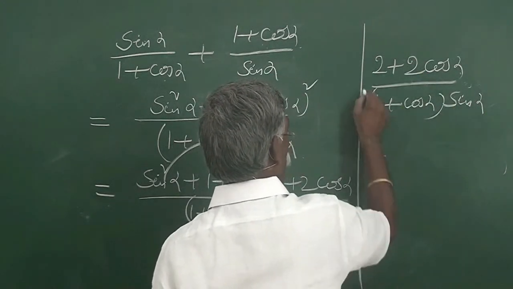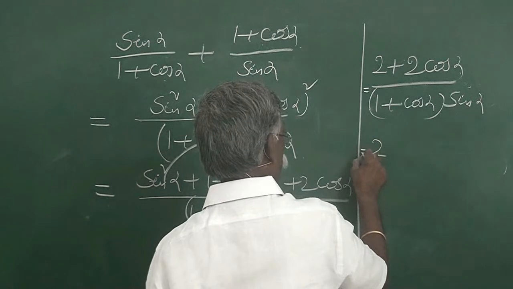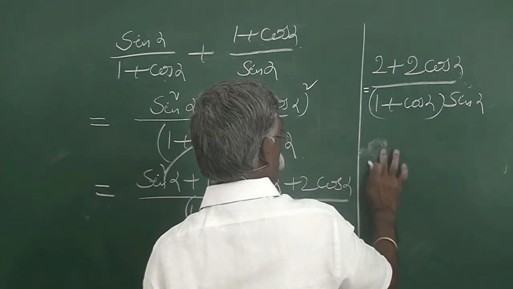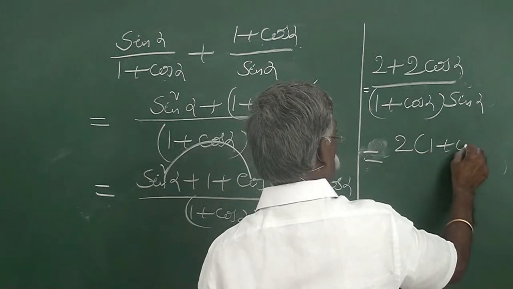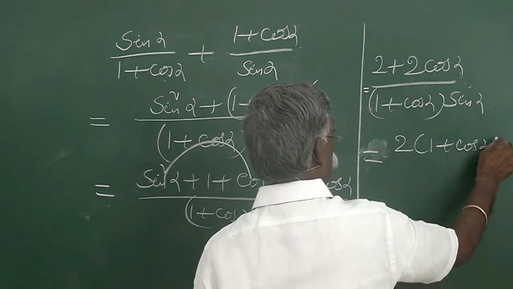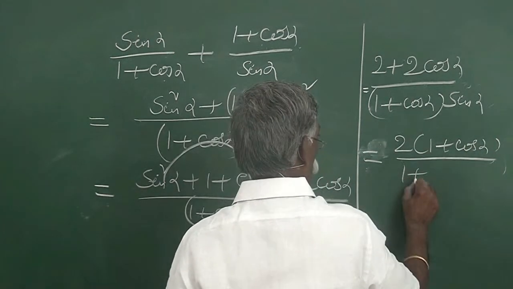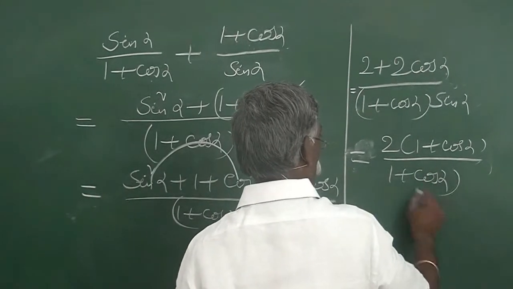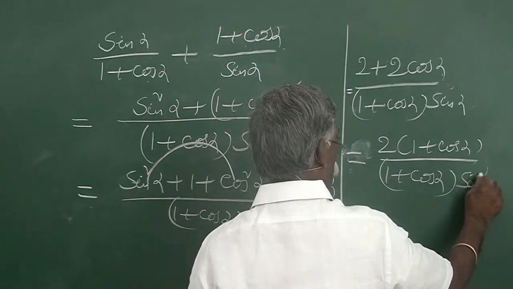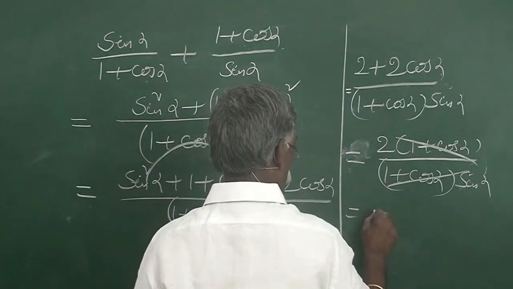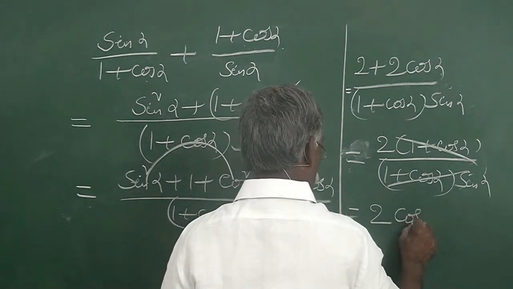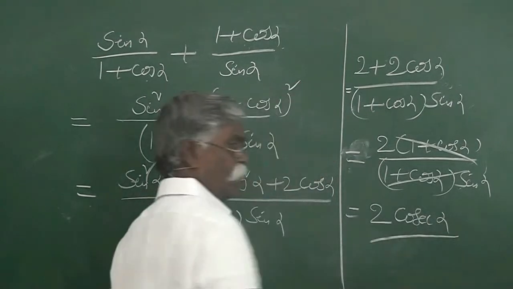Take 2 as common factor in the numerator. This is 2 into 1 plus cos alpha by 1 plus cos alpha into sin alpha. These two things get cancelled. 1 by sin is cosecant. Therefore, this is 2 cosecant alpha.